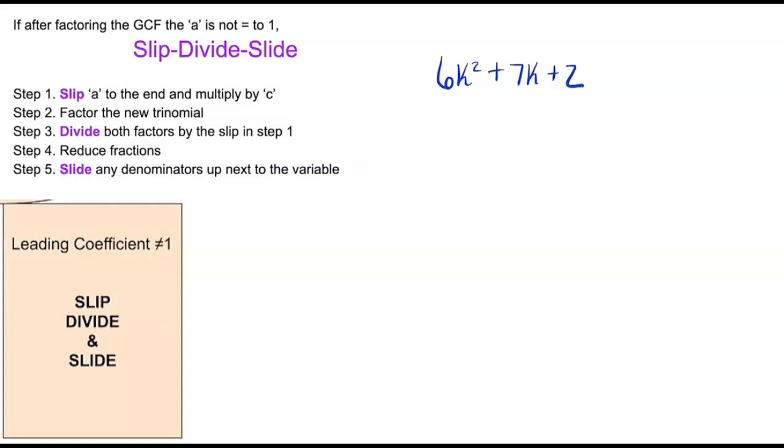Right, so we have our next trinomial. So I do not have a greatest common factor. I have a k squared, a k, and I do not have a k in the last term, so there's nothing to take out. I'm like, wait a second, what about that a? That a is a 6. That's not going to work.